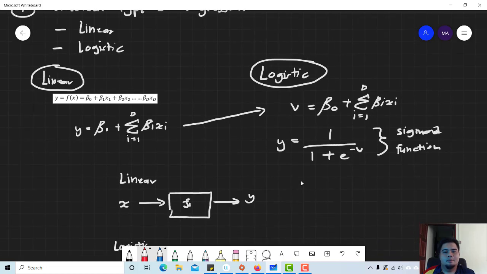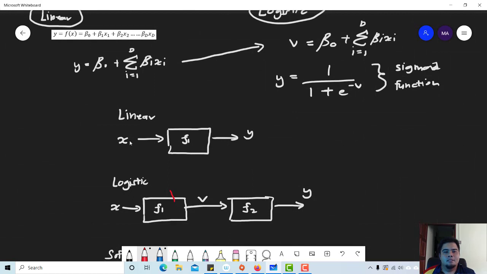So if I draw it into a block, you can see over here this is the linear function, where you only have f1, one function only, which is a linear function, in order to produce the output. However, logistic regression consists of two. f1 here is a typical linear equation, and then it will produce the V. V will become the input for f2, where f2 here is your sigmoid function. Again, this one is your linear, and this one is your sigmoid. That's how you compute logistic regression.